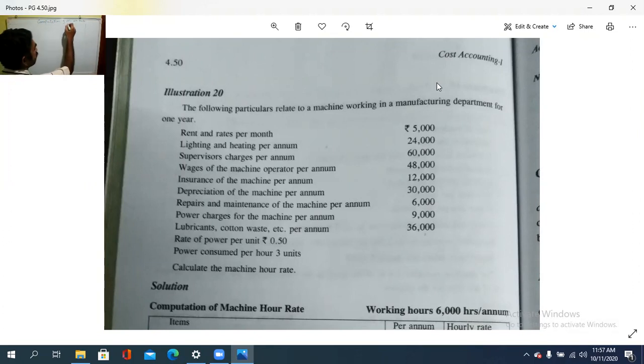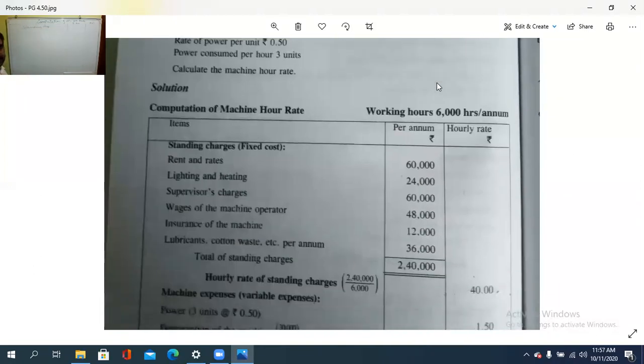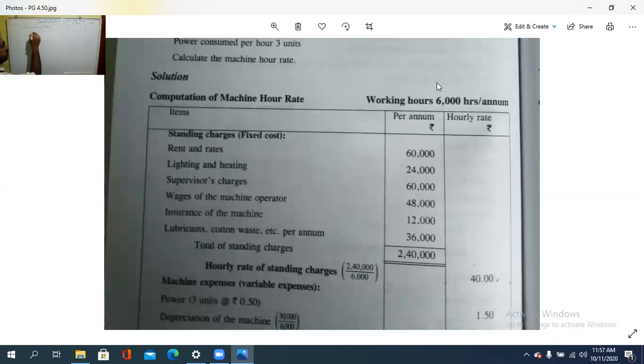This is the total amount column. This is the per annum column and the particulars column. Here, what is the standing charges? Okay. Under the standing charges, what is the rent and rates?